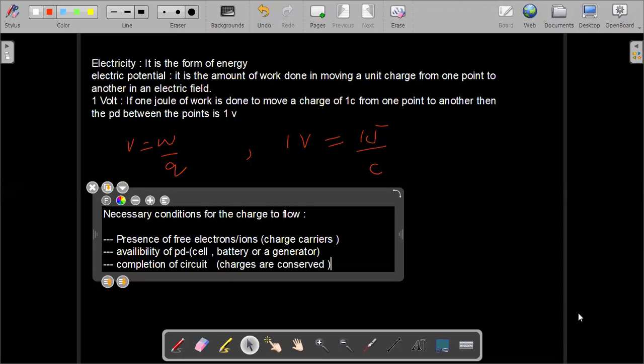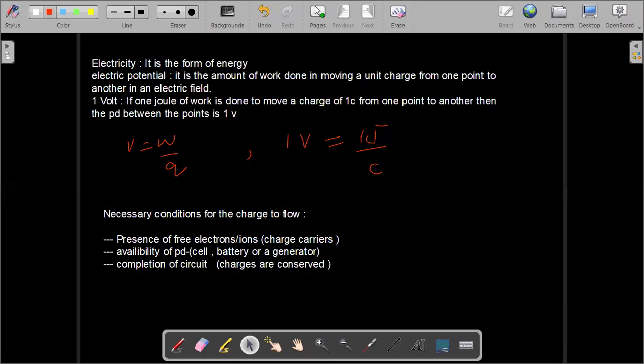Now the next we define electric current. So let's see how we define the electric current. Electric current is the rate of flow of charges per unit time.